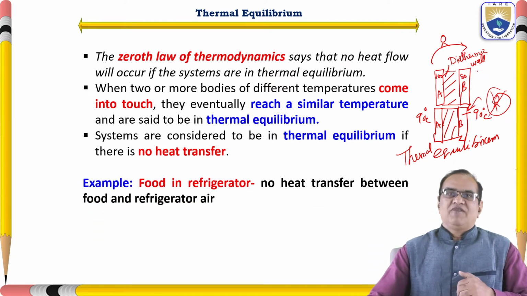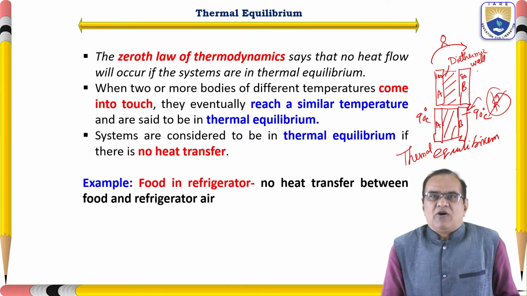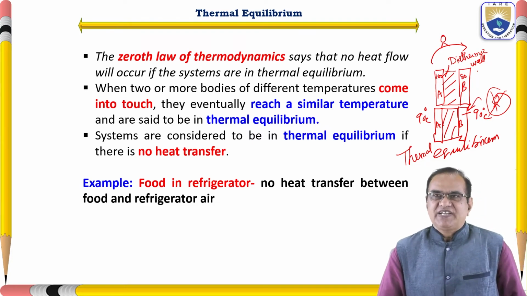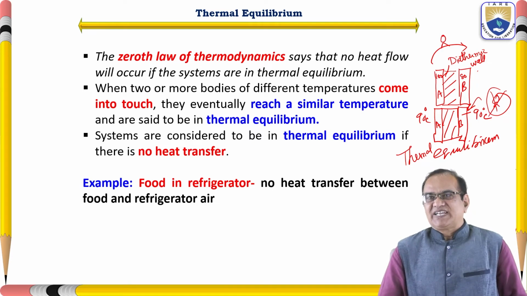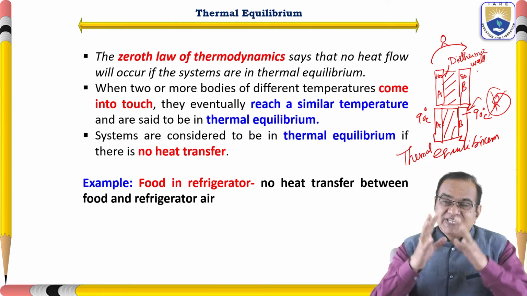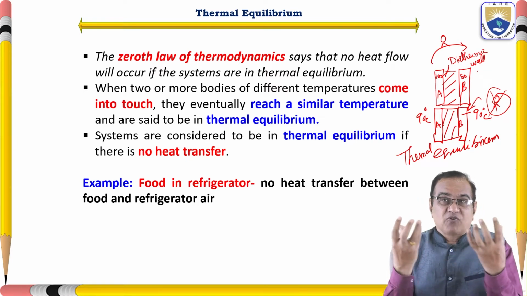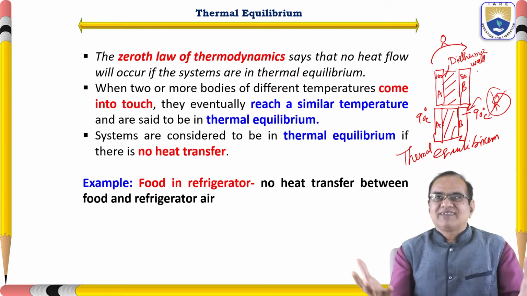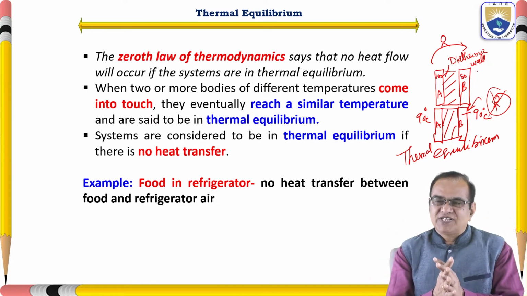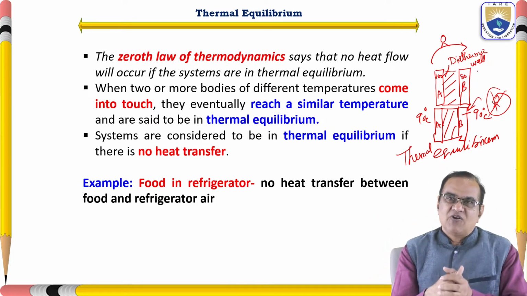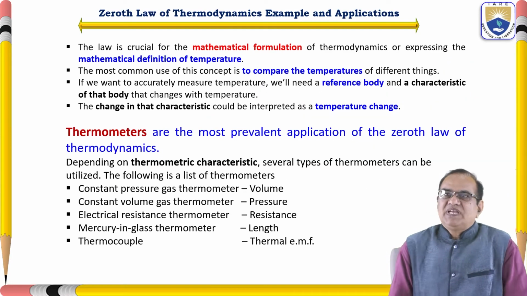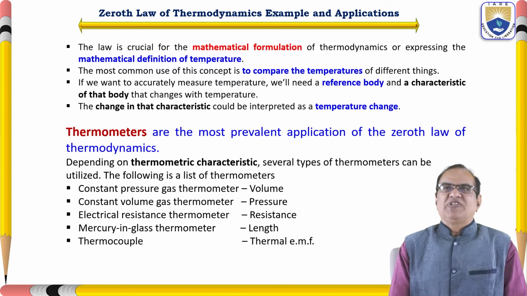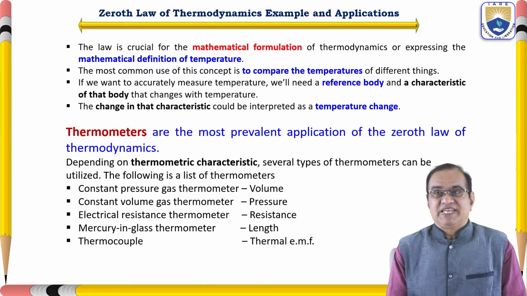I am giving a very popular example. In our home, we have a refrigerator. We all keep food in the refrigerator. So there is no heat transfer between the food and the refrigerator air. Your refrigerator is making the temperature of your food items, your fruit and all, the same as the chamber. So there will not be heat transfer between your apple and the surroundings, and it will remain in the same condition. Next, the zeroth law of thermodynamics, examples and applications.